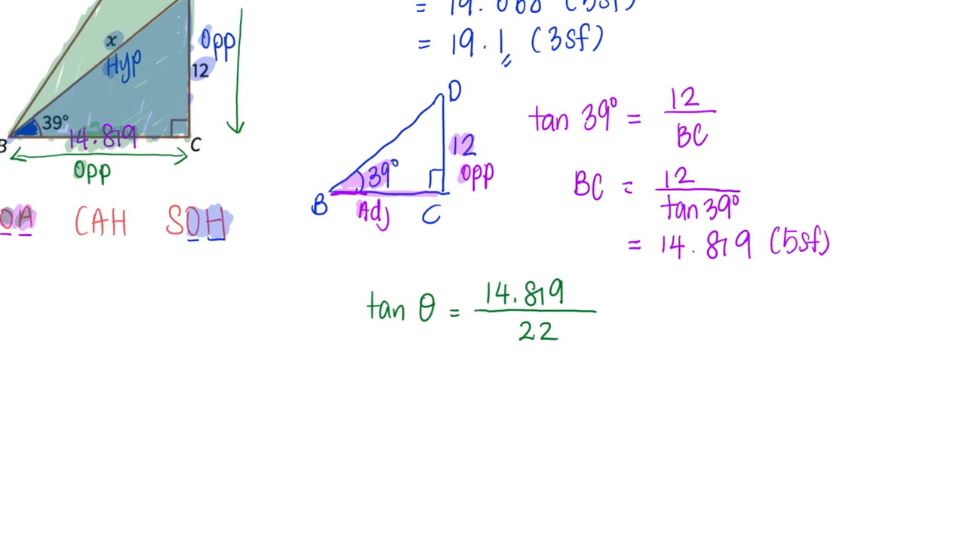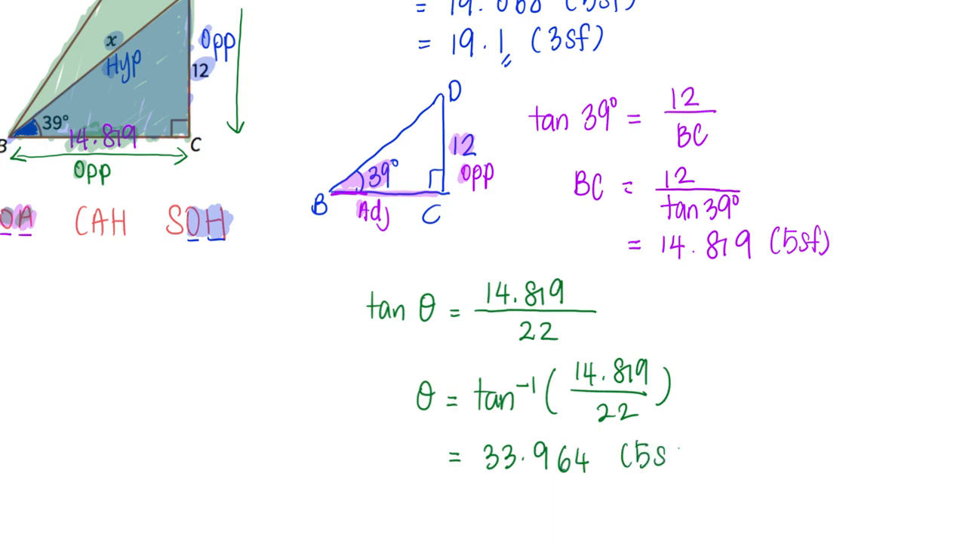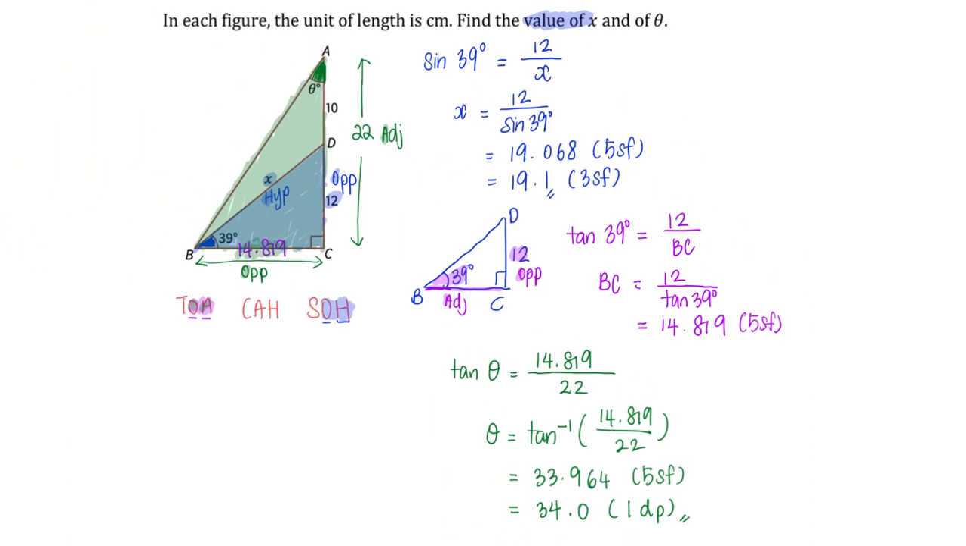And therefore, the value of theta will be simply the inverse of this tangent, 14.819 divided by 22. This will give me a value of 33.964. 5 significant figures first, followed by, since this is in degrees, 34.0, to 1 decimal place. With that, we have come to the end of this question.